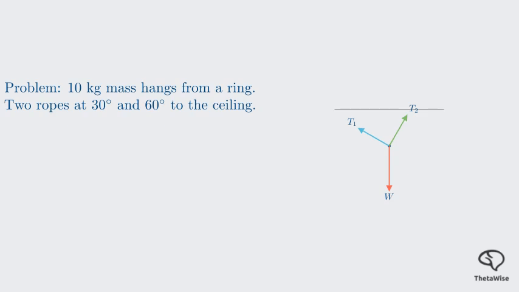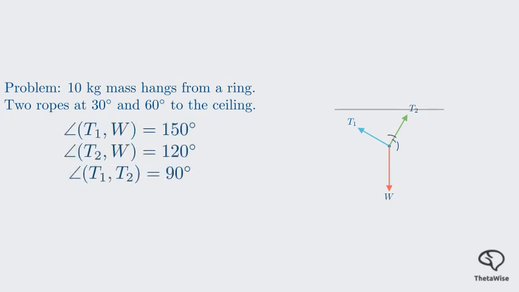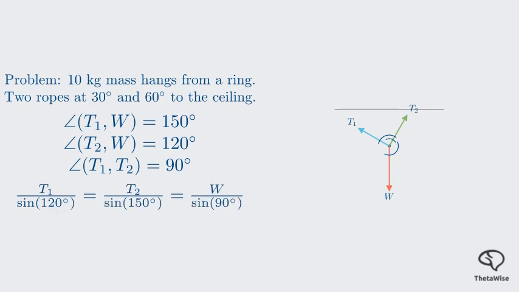Remember, we need the angles between the forces. The angle between T1 and W is 90 plus 60 degrees, which is 150. The angle between T2 and W is 90 plus 30 degrees, which is 120. The angle between T1 and T2 is 180 minus 30 minus 60, which is 90 degrees. Now we can apply the theorem. T1 over sine of 120 equals T2 over sine of 150 equals W over sine of 90.